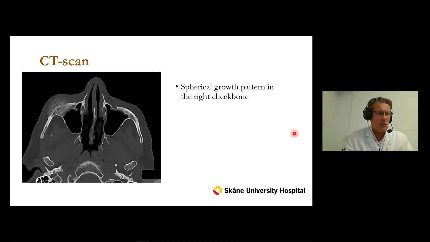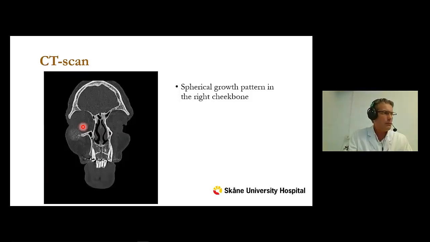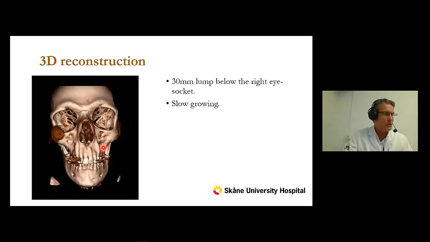A CT scan was conducted, and in this image you can see a spherical growth pattern in the right cheekbone. And in the frontal view they have the eye socket rim, and below the right eye you could see this spherical growth pattern. A 3D reconstruction of the CT scans, it's much clearer to see this anomaly on the right side.